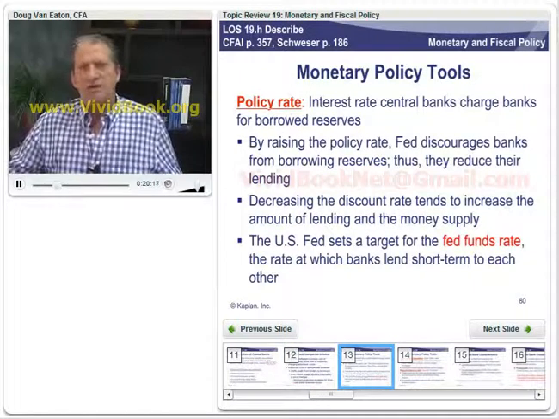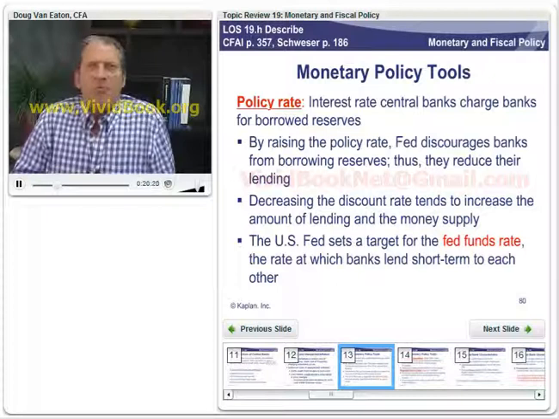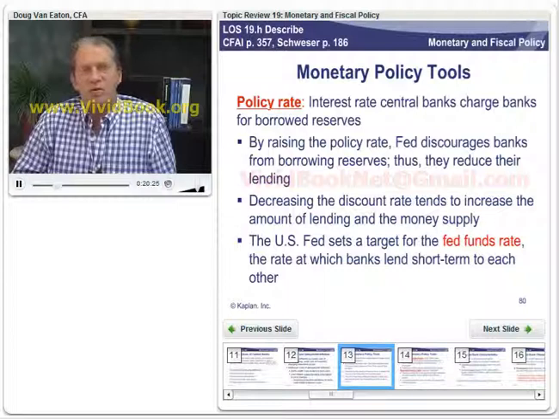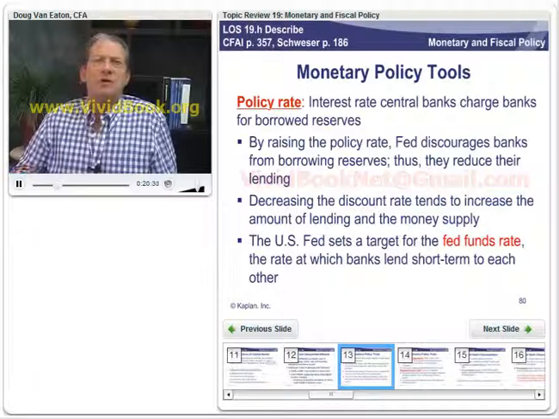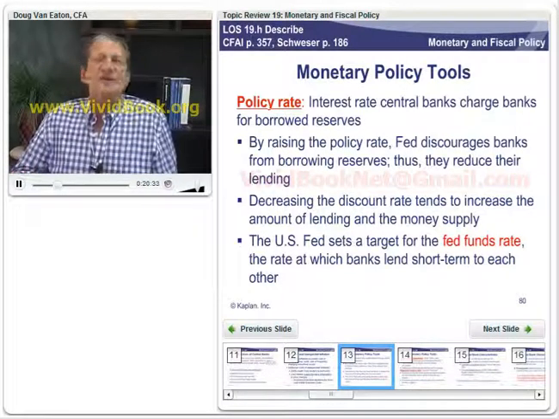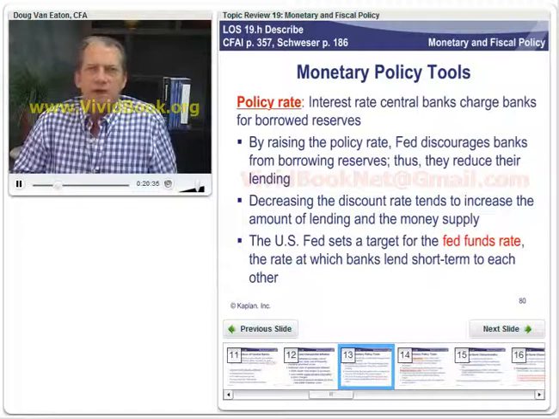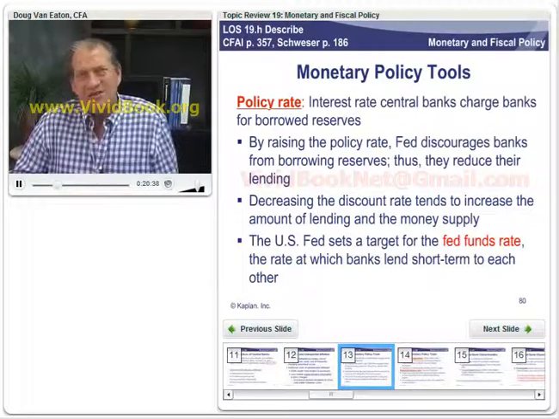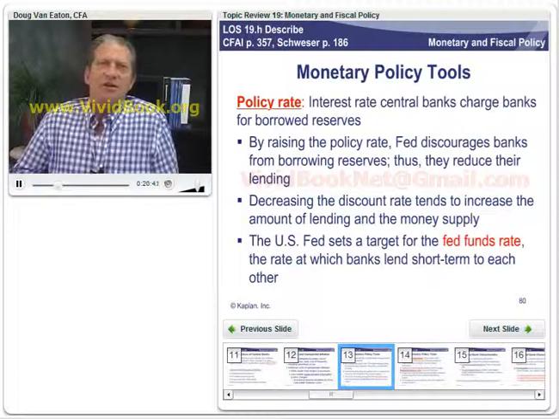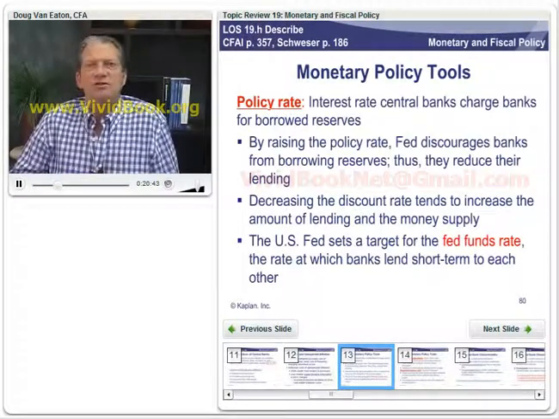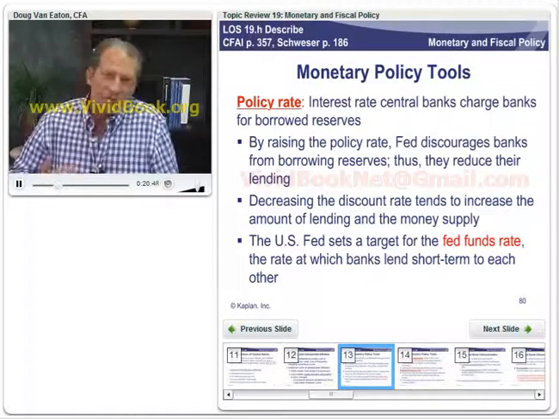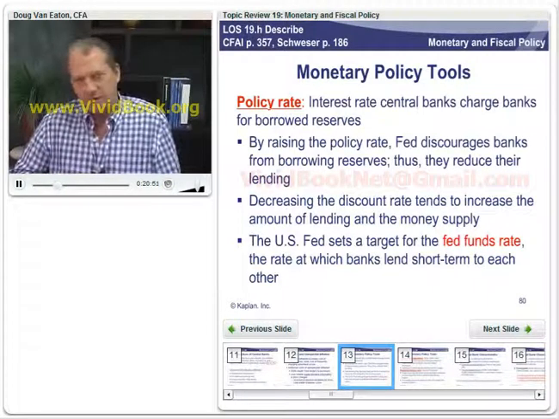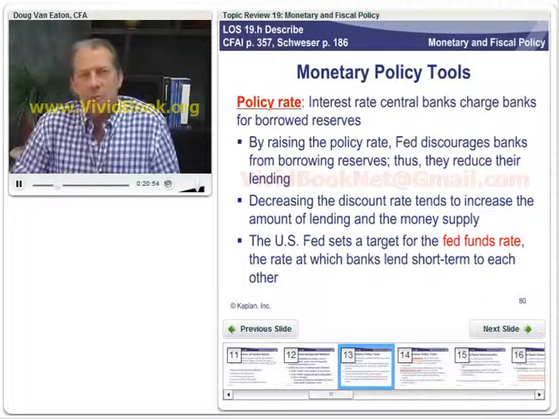What are the monetary policy tools? Well, the policy rate, the interest rate central banks charge banks for borrowed reserves. Right? If a bank's loans are high and they don't have enough reserves, or they want to make more loans, they have opportunities, they can borrow reserves from the central bank. Now, they don't like to do this a lot, and if we see in the third bullet point here, the U.S. Fed sets a target for the federal funds rate. So sometimes that's the headline, right? Federal funds rate cut to 0.25% or 0.5%, whatever the target might be.